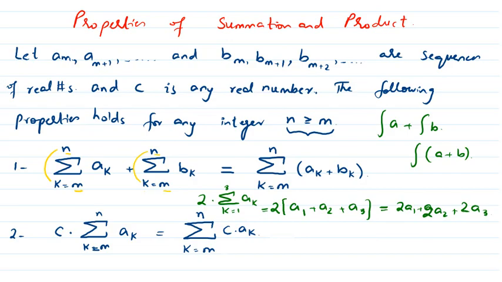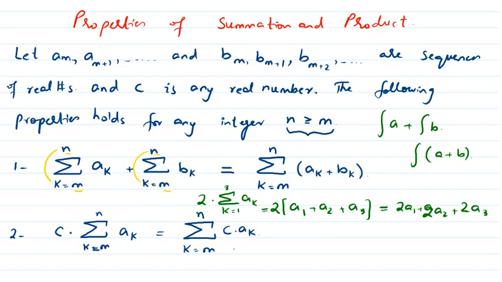इक्विवेलेंट हुए ना एक दूसरे के, क्योंकि अगर आप इसको ओपन करके लिखें तो सेम यही फॉर्म आएगी, C multiplied by AM plus C multiplied by AM plus 1 plus C multiplied by AM plus 2, and so on. Last term is going to be C multiplied by AM, right? So these two forms are equivalent to each other, right?